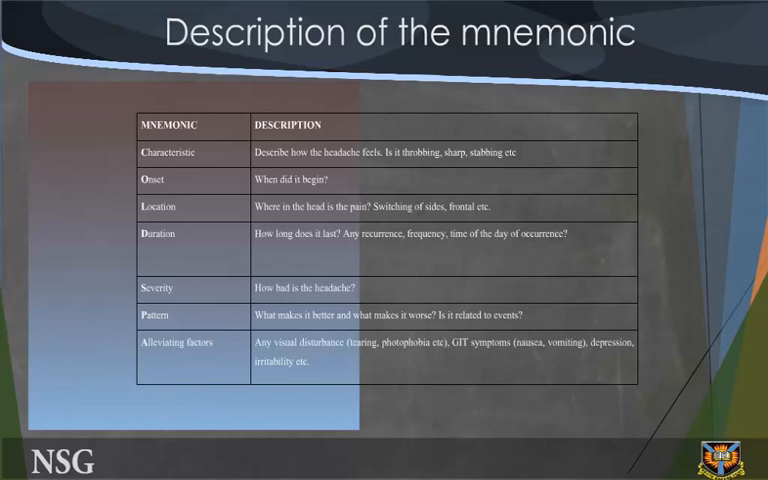Pattern. What makes it better and what makes it worse? Is it related to events? Associated factors. Any visual disturbance, tearing, photophobia, etc. GIT symptoms, nausea, vomiting, depression, irritability, etc.